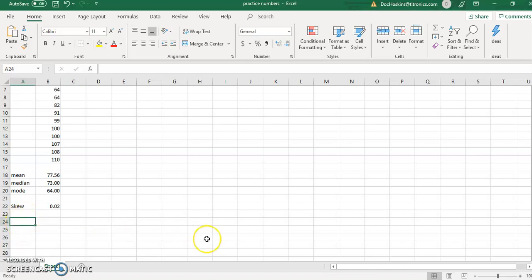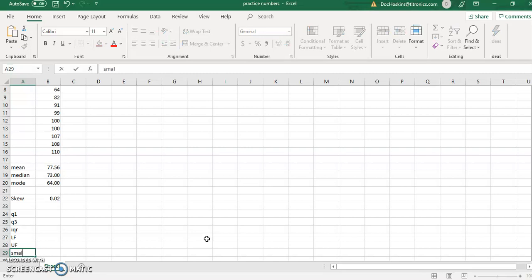For outliers, it's a little more involved. Type in quartile 1, quartile 3, interquartile range, the difference between the two, and lower fence, below which would be an outlier, and upper fence, above which would be an outlier. And for the data, we want to know the smallest, to see if there's any below the lower fence, and largest, to see if there's any above the upper fence or limits.